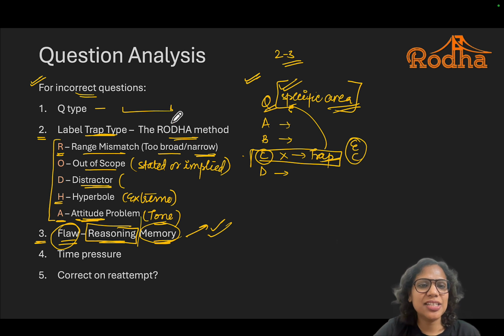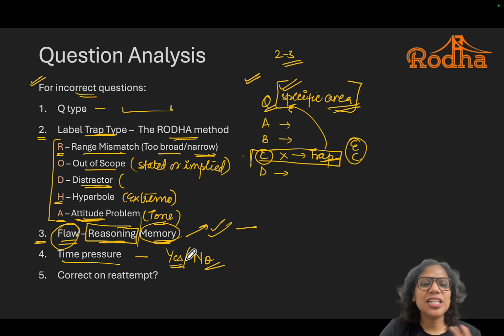Write this down. In one word you can actually sum it up. Time pressure, yes or no? Did you feel a time pressure? Then you can write a yes or no here. Okay, so these are some observations for you to act on.